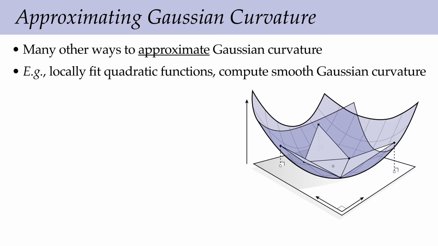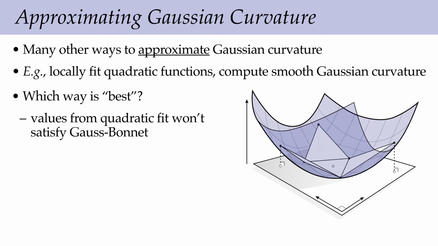Which of these approaches is better? Which one is best? Well, the answer is there is no best way. Every way you do this is going to have different pros and cons. So, on the one hand, values from this quadratic fit won't satisfy any kind of Gauss-Bonnet theorem. Right? There's no clear sense in which, if I add up the values I compute for every triangle in this case, they should add up to 2 pi chi.